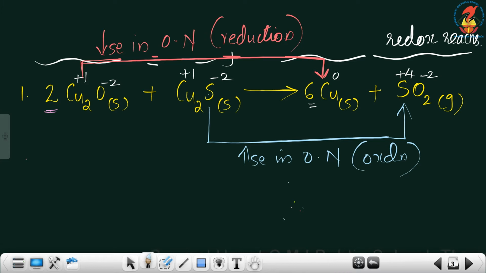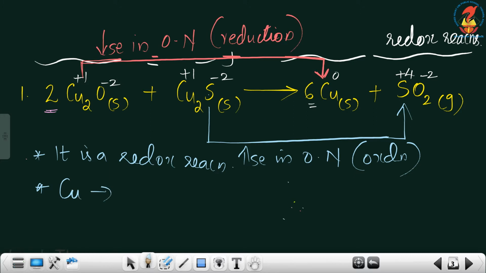So there is reduction as well as oxidation. So we can say that it is a redox reaction. Why is it a redox reaction? How can we say that it is a redox reaction?